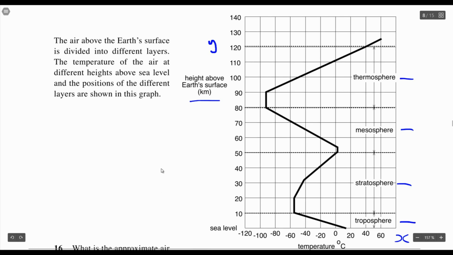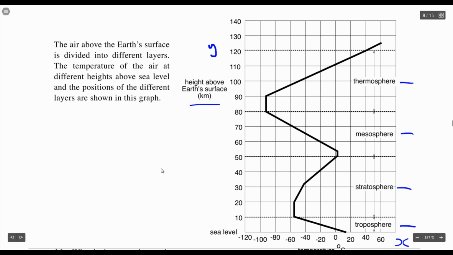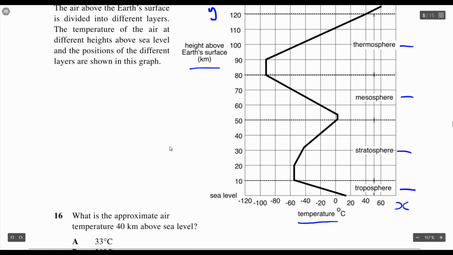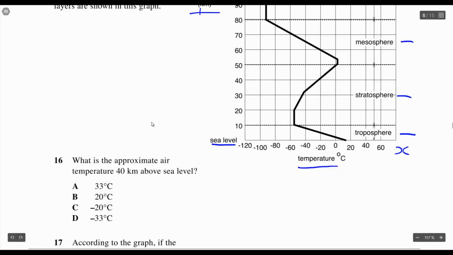Reading the question, it says the air above the Earth's surface is divided into different layers. The temperature of the air at different heights above the sea level and the positions of the different layers are shown in this graph. So the first assumption students have to make is, over here it does say height above Earth's surface in kilometers. The students have to assume that above Earth's surface just means sea level, as it's stated at the bottom.